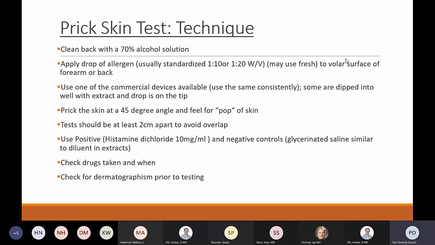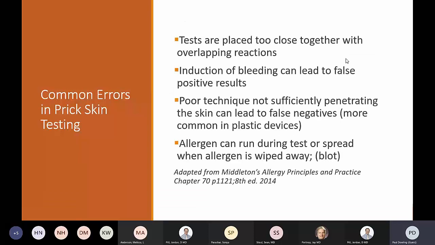So what are the common errors in prick skin testing? When skin tests are placed too close together, you have overlapping reactions, as I mentioned. Induction of bleeding can lead to false positive results. Poor technique, not sufficiently penetrating the skin, can lead to false negative results. And this is more common with the plastic devices like the Dermapic. An allergen can run during the test or spread when the allergen is wiped away, so you should be blotting it.